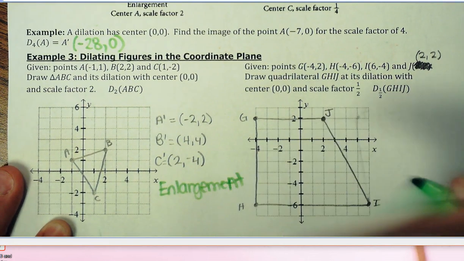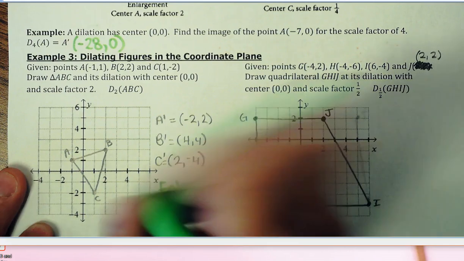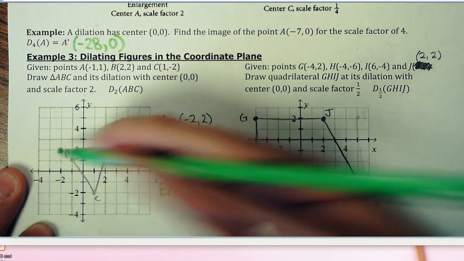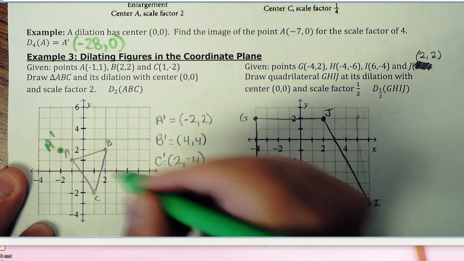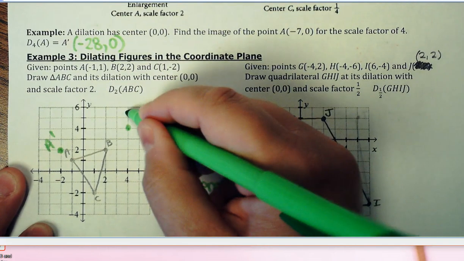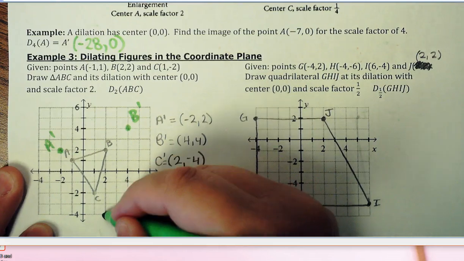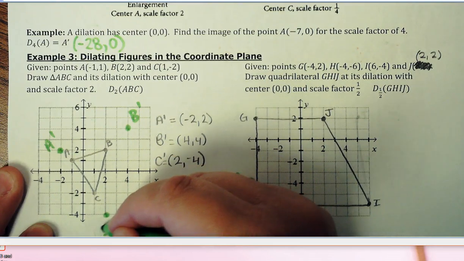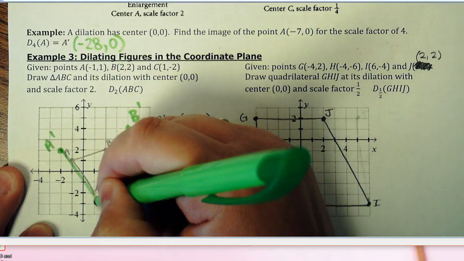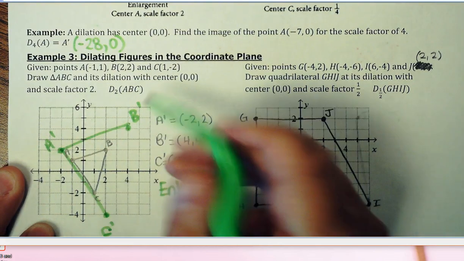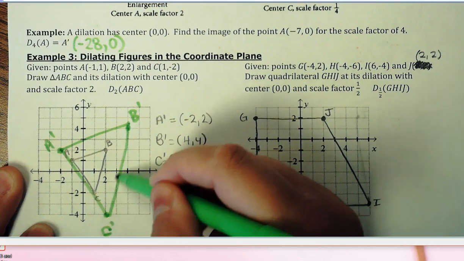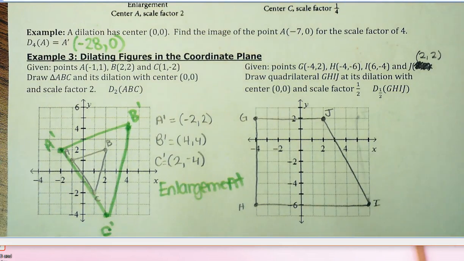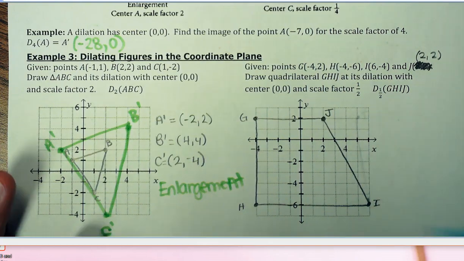Whoops, if I could spell. And then we're going to go ahead and graph this here. So -2, 2 here, that's my A prime. 4, 4 here, that's my B prime. And 2, -4 is my C prime. Now, these two triangles are similar, so we could follow all our rules of similarity. They're the same shape, but they are different sizes, and this is an enlargement because the image is a lot larger than the pre-image.